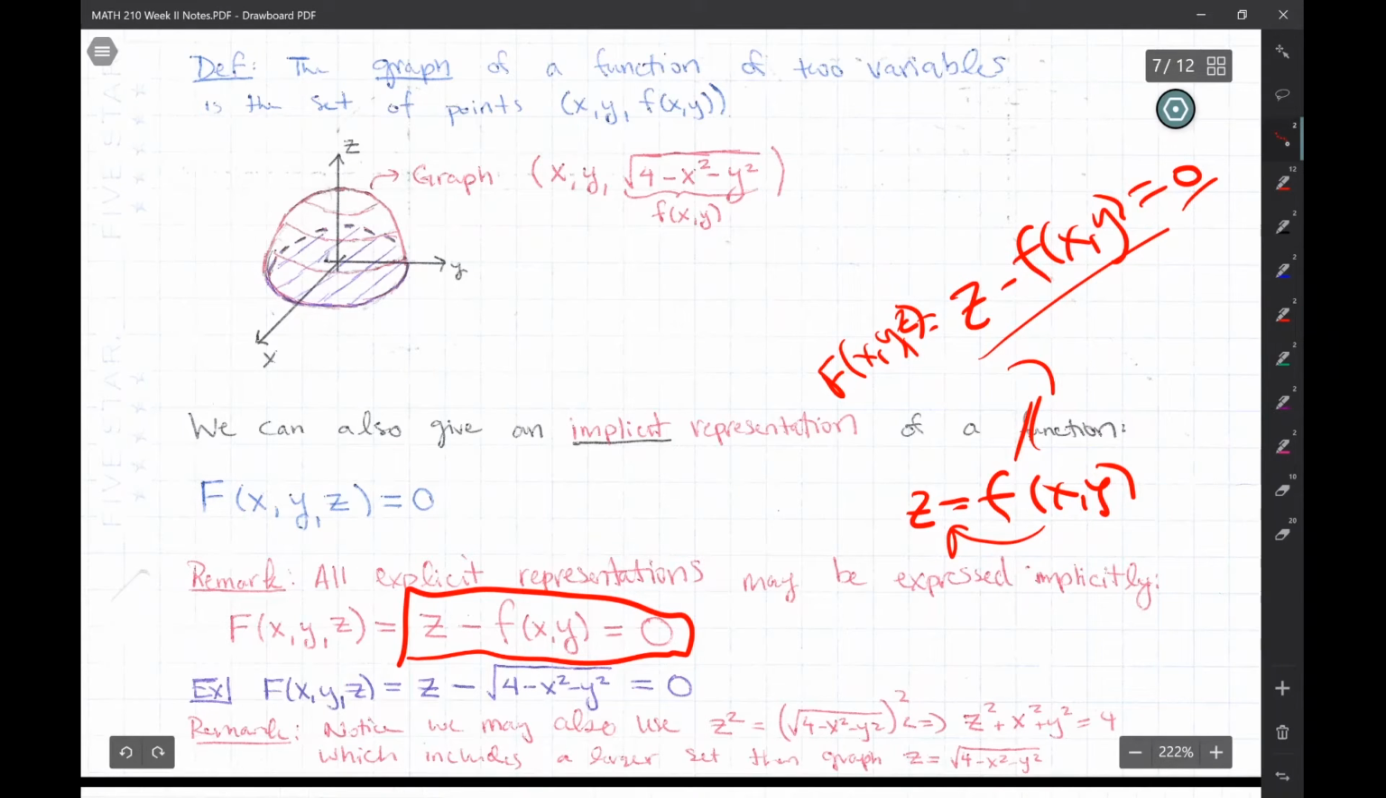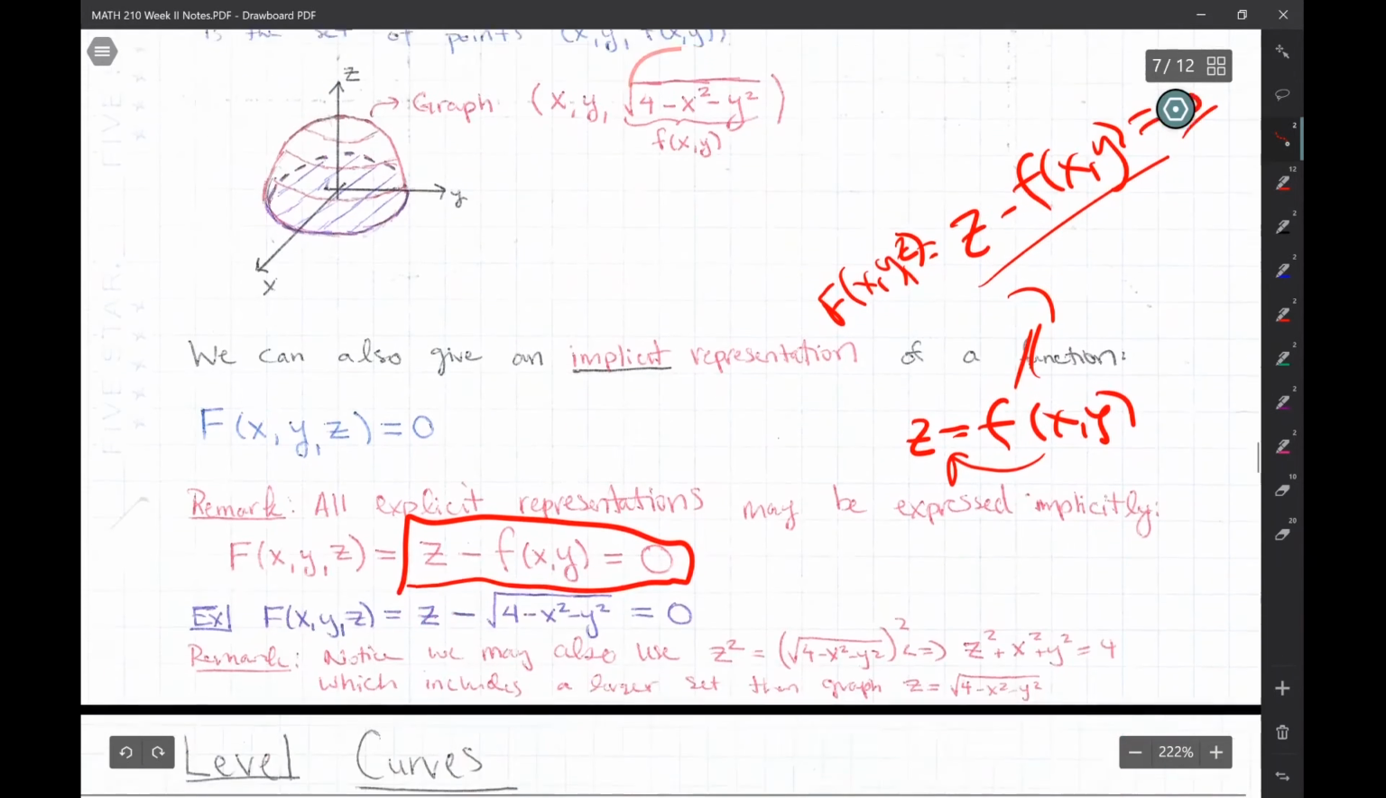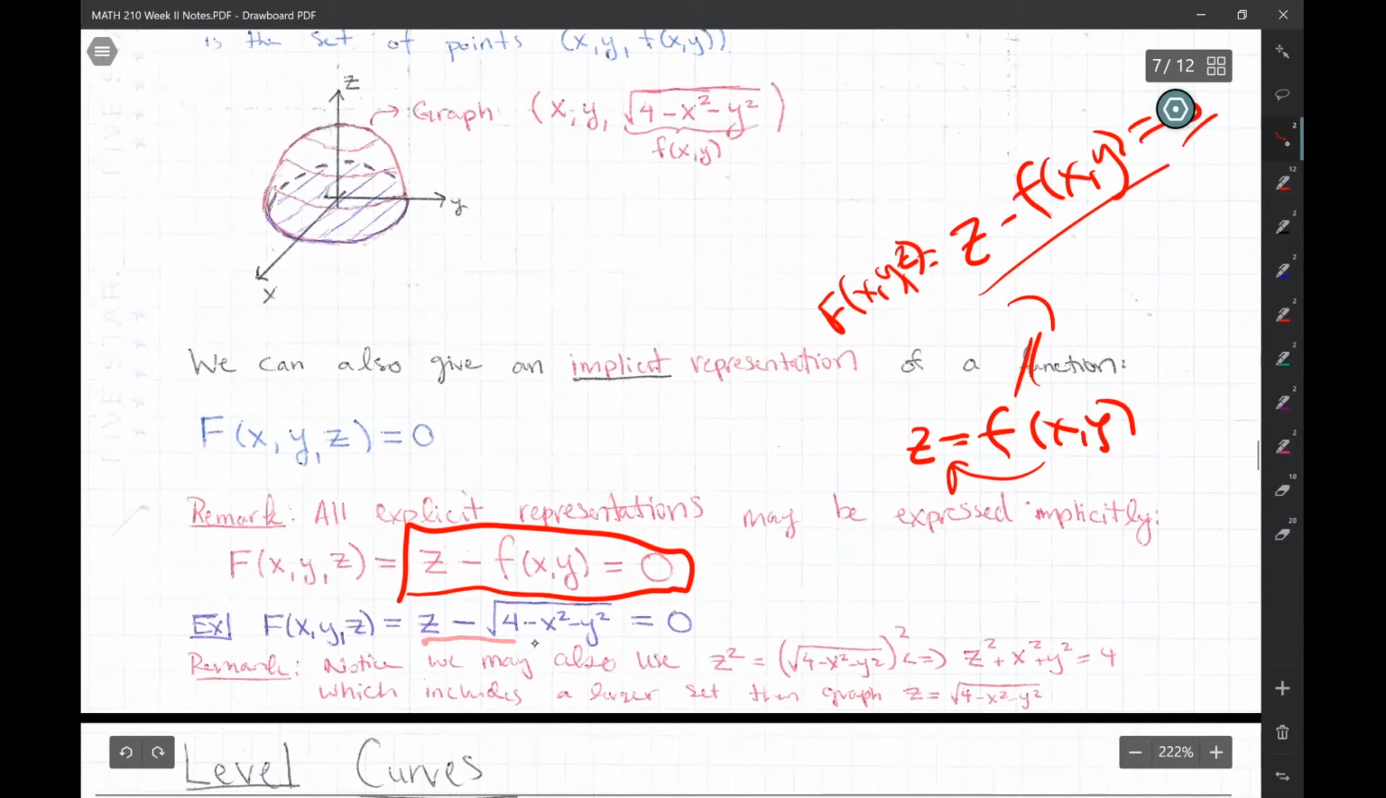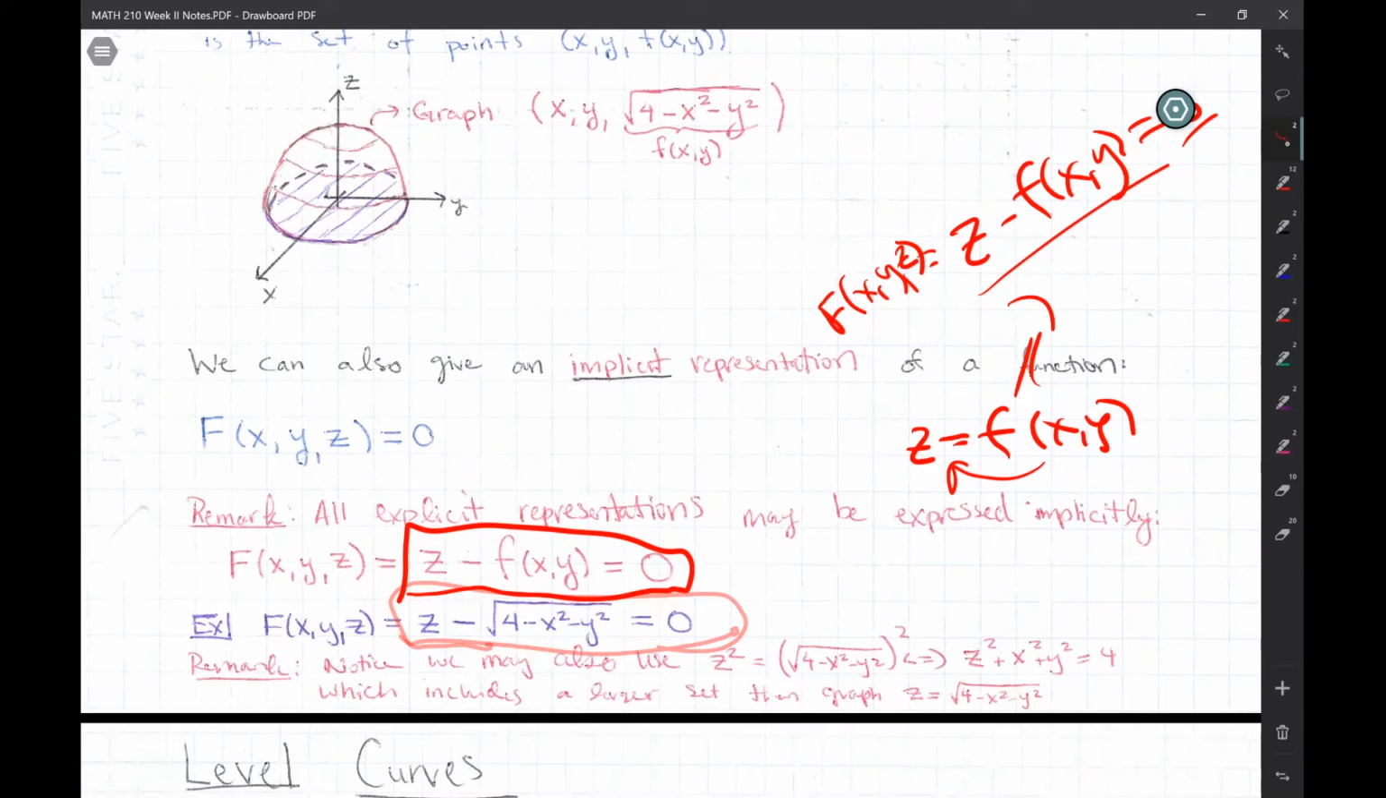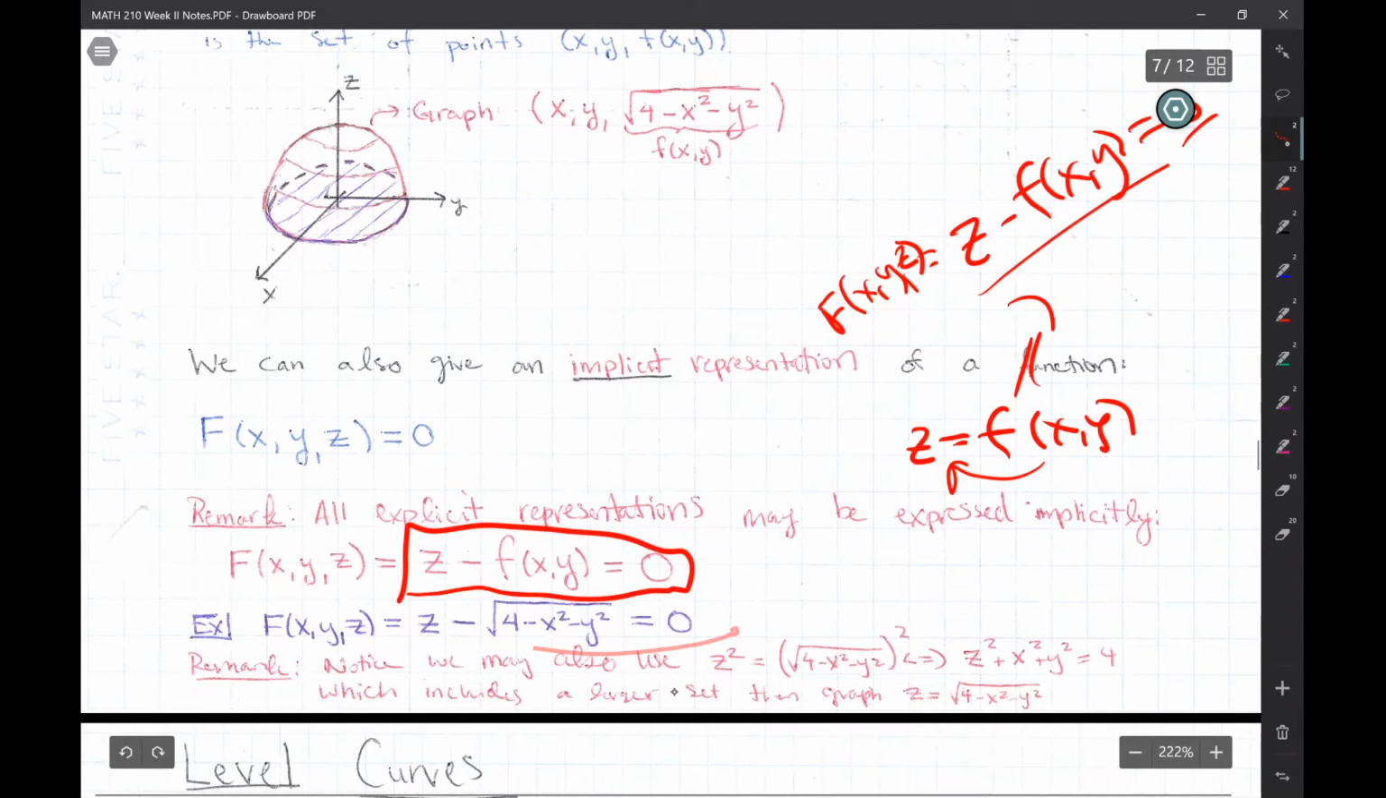That's possible, and we could do this for z minus, so up here we had this example of f of x, y. If we define capital F to be this, and we set it equal to 0, well, we're going to get the same set of points that we had for the graph, okay? So this might look like just kind of a trivial move, but please do note that we could do other things.